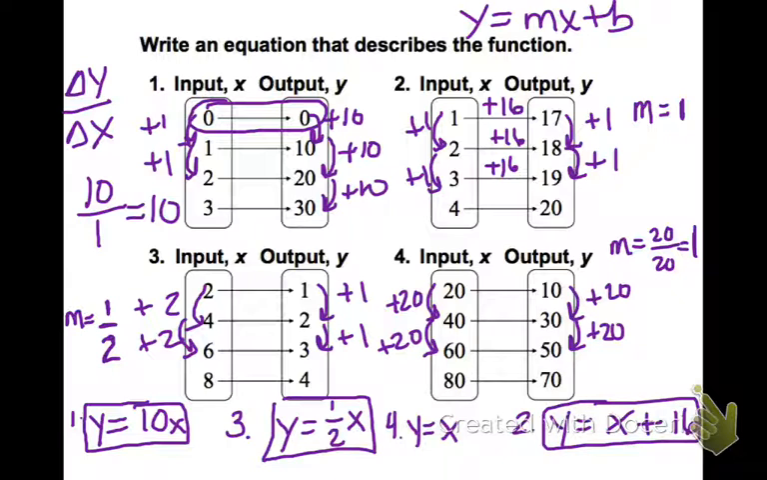So 20 to 10, if we're starting with x, we are going to subtract 10 to get there. Let's see if that works here. 40 minus 10, and it does. 60 minus 10, and 80 minus 10. So you just look for the pattern, and then you write it in the form of an equation.